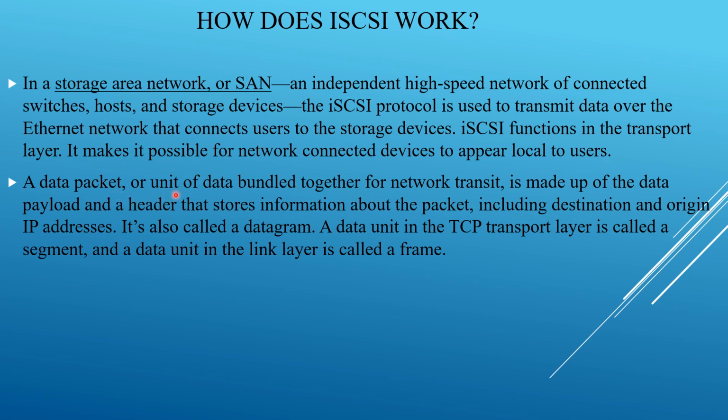A data packet, or a unit of data bundled together for network transmission, is made up of a data payload and a header that stores information about the packet, including destination and origin IP address. It is also called the datagram. The data unit in the TCP transport layer is called a segment, and the data unit in the link layer is called the frame.